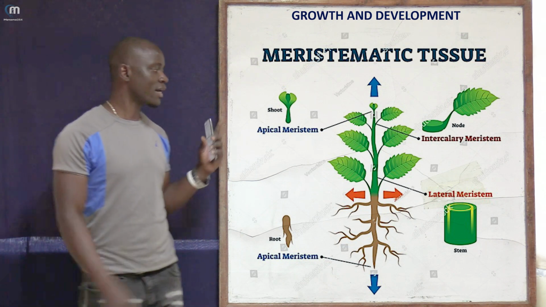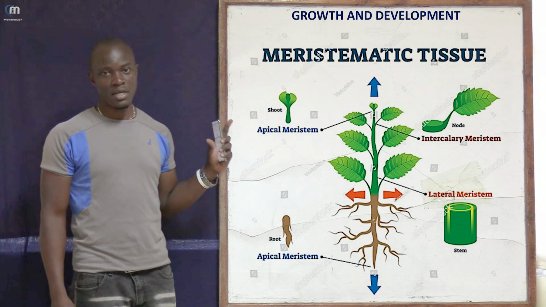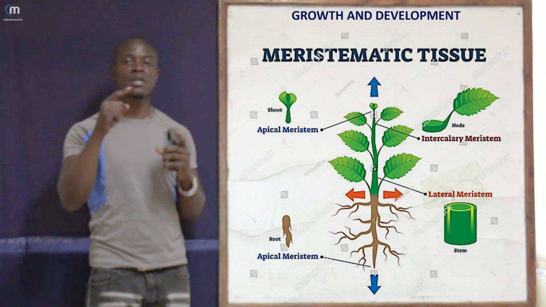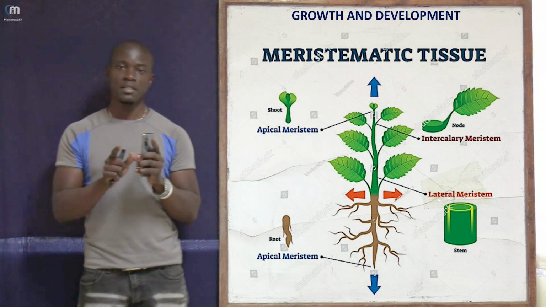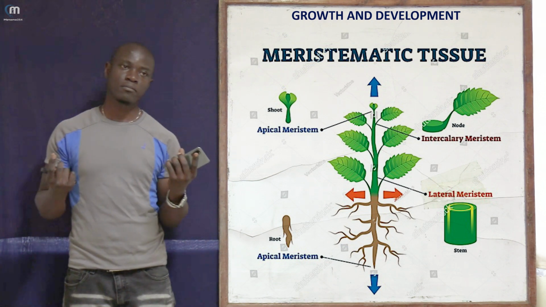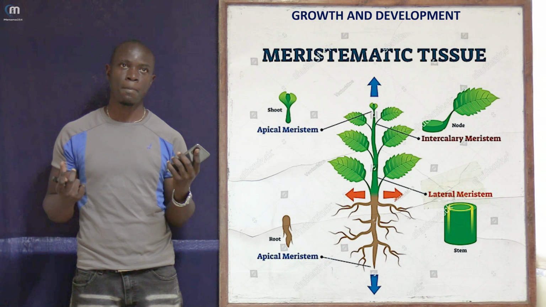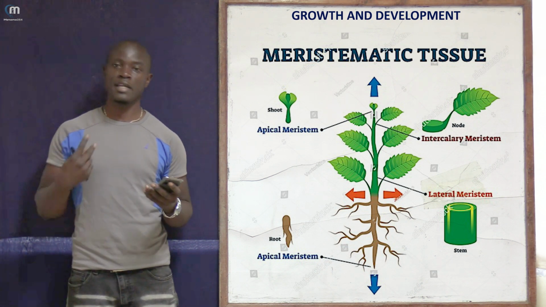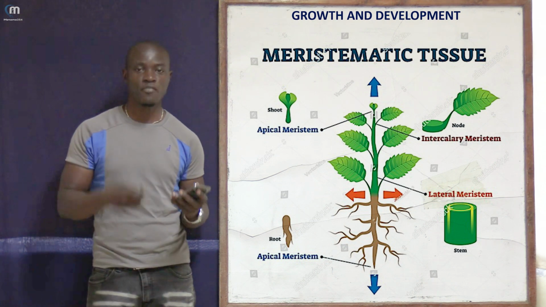As you can look at this diagram, the apical meristematic regions are growing faster than the other meristems found in the stem, like the cambium. So they are accelerating the process of growth; they are growing faster.